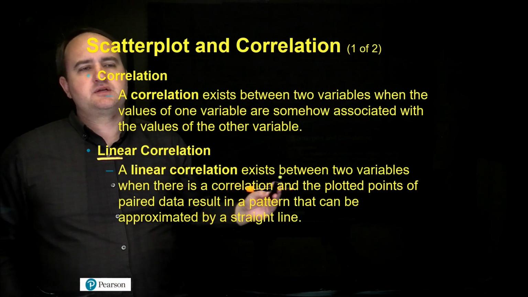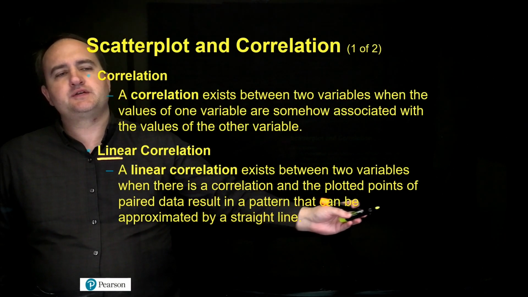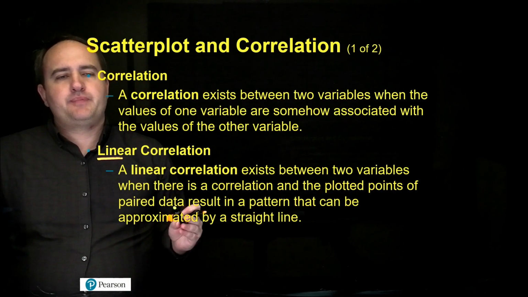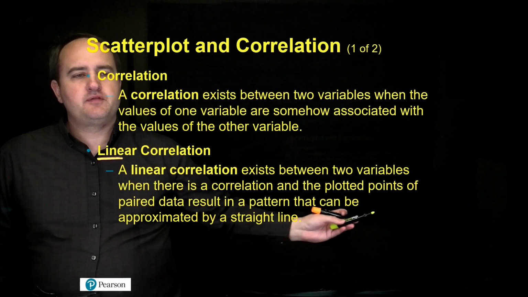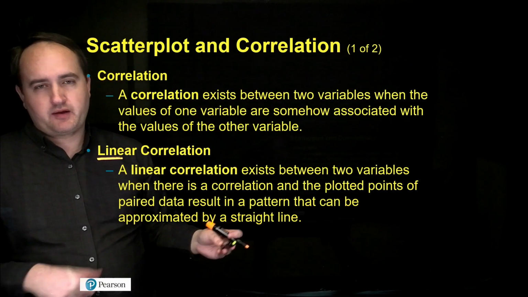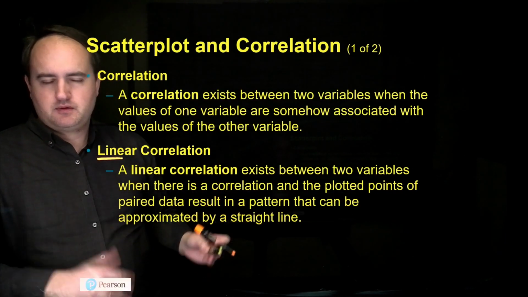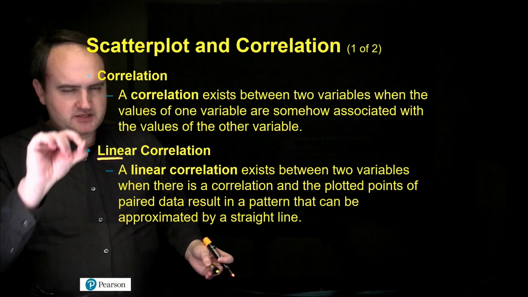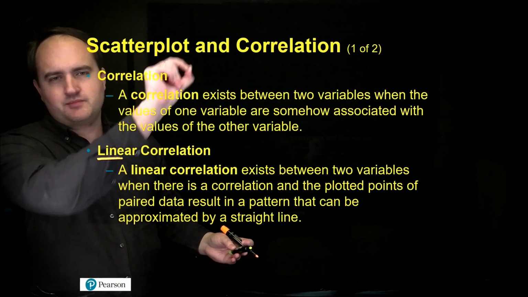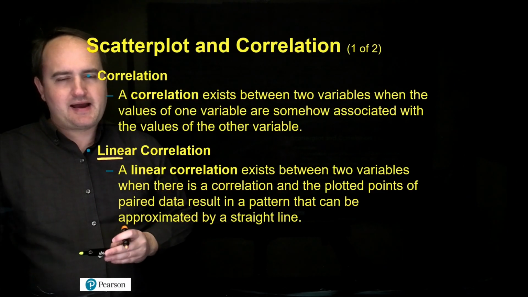So linear correlation exists between two variables when the correlation in the plotted points of paired data results in a pattern that can be approximated by a straight line. Obviously, it's not perfect. For it to be perfect, every single point would have to be on that line, which almost never happens.